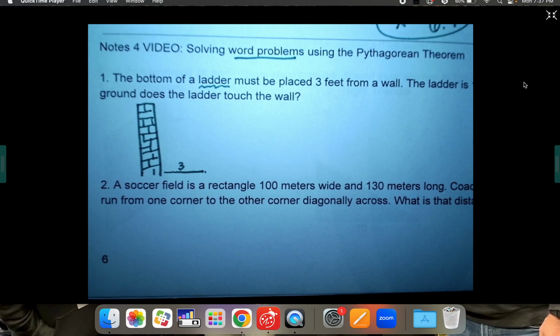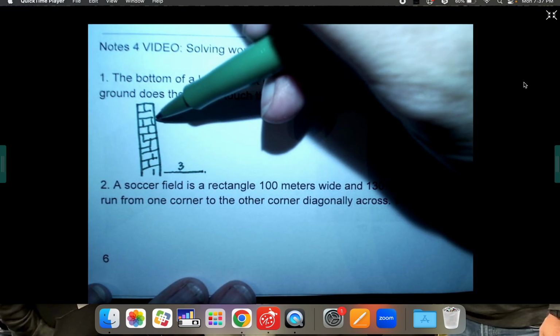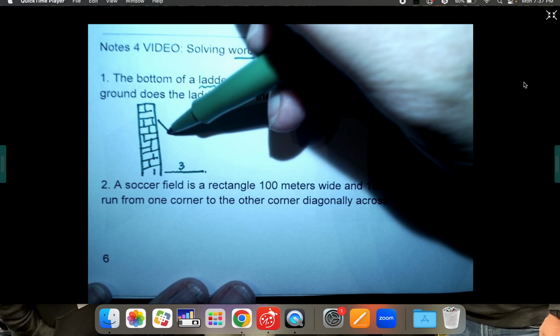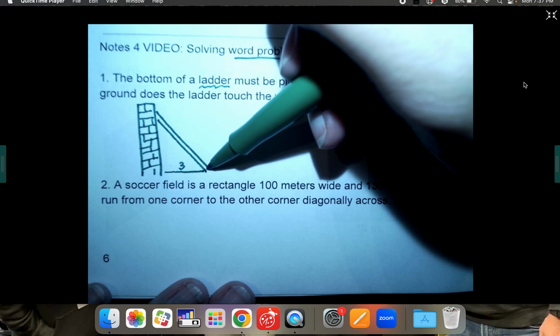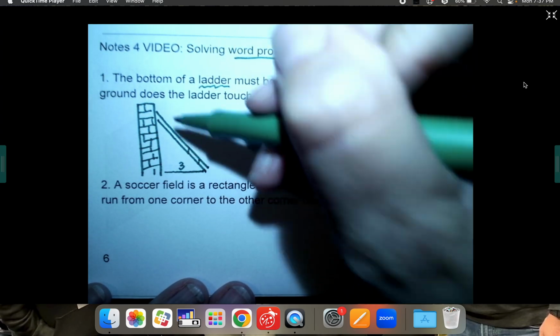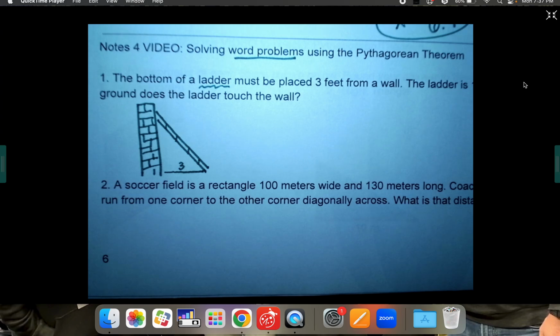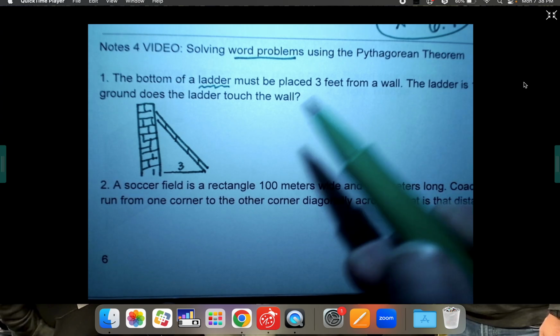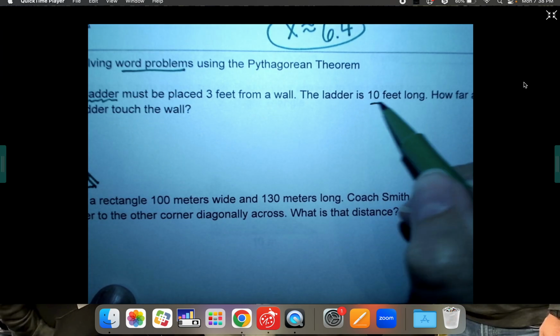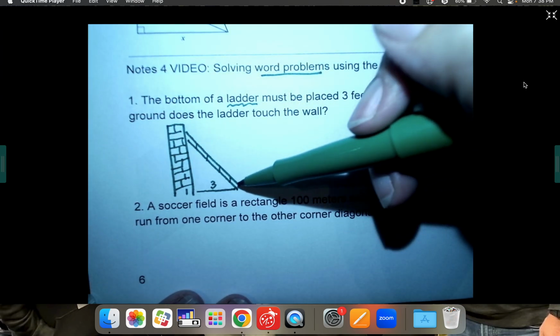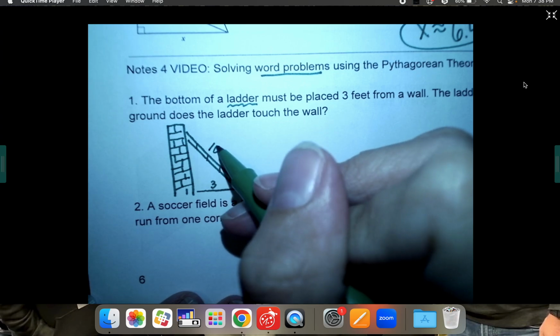The bottom of a ladder. Here's your ladder. It must be placed 3 feet from the wall. So here's the 3 feet, and here's where your ladder is going to start. The ladder is 10 feet long. So here's your ladder. It's leaning against the wall. So it's 3 feet from the wall, and the ladder is 10 feet long.